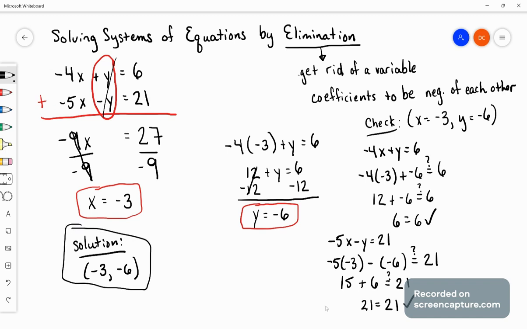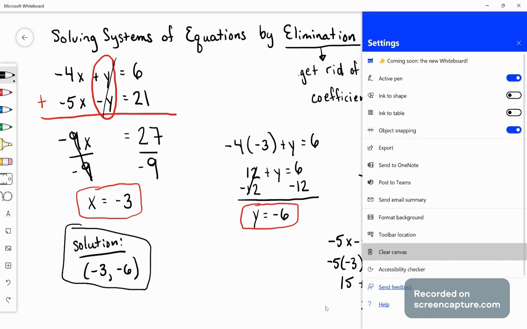All right, so now let's do another example, one where maybe we have to multiply. So I'm going to clear this board and start with a new one. Let's look at this one. Negative 3x minus 10y equals negative 4, and x minus 5y equals 18.